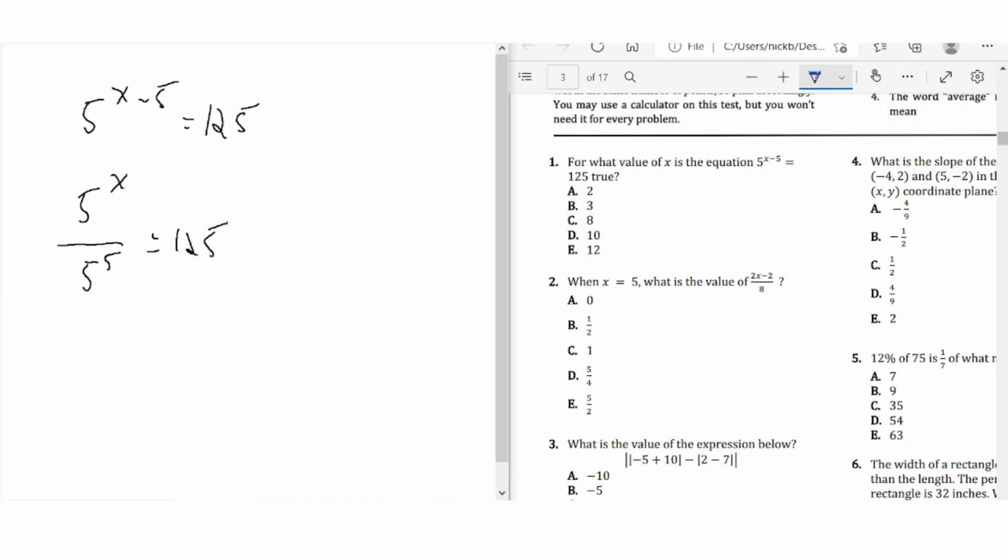Remember, when an exponent is subtracted from another exponent, it's the same thing as dividing. So what we can do now is multiply both sides of this equation by 5 to the 5. So let's do that. Okay, now we could type this into a calculator, or you could remember that 125 is the same thing as 5 cubed, or 5 to the 3.